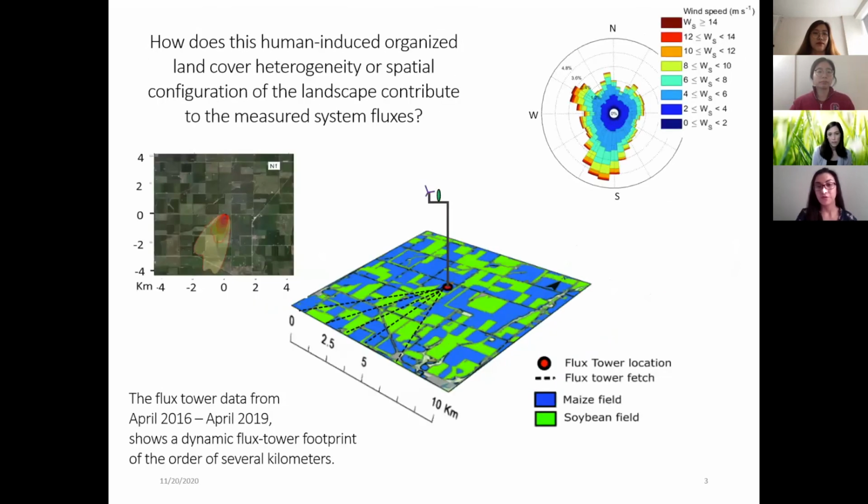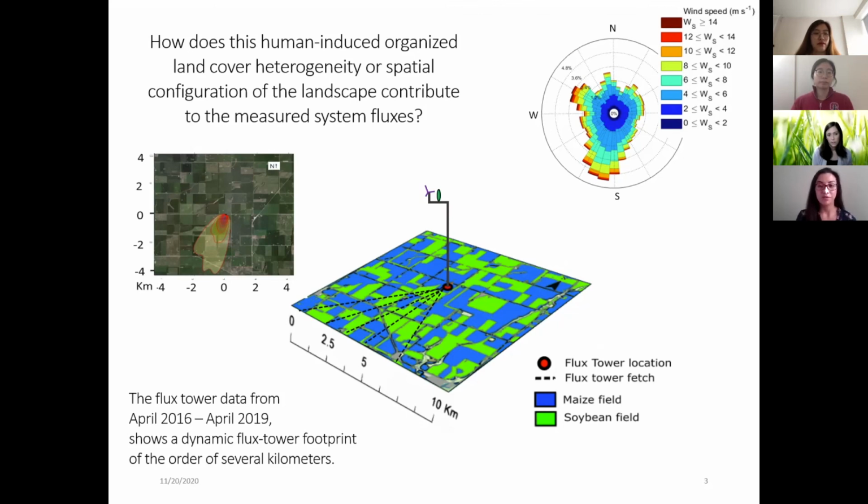The figure at the center schematically shows the flux tower location. The segmented lines on the mosaic represent the tower fetch, that is the distance from the tower when describing the footprint. This is basically the area that the instruments at the tower can see, and it is shown, as you can see in the figure on the left-hand side of your screen, in 2D.